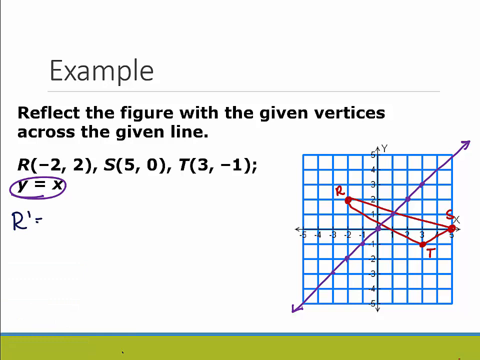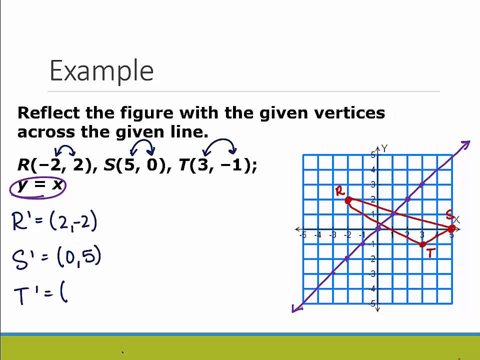So R prime is positive 2, negative 2. S prime, let's flip these around, is (0, 5). And then T prime, again, switch these around, is at (-1, 3). So then let's plot this one. Over 2, down 2, here's going to be R prime. S is at (0, 5), so up here this time. And T is going to be at (-1, 3).